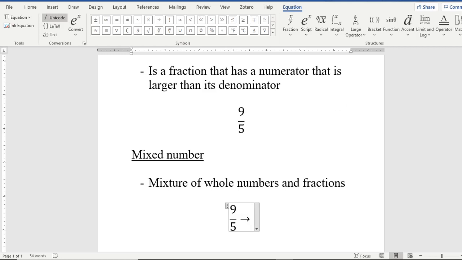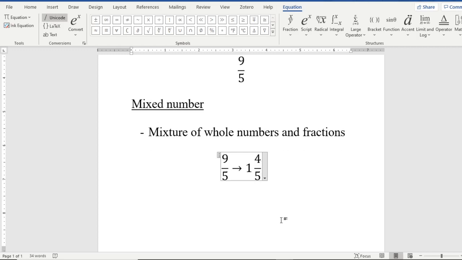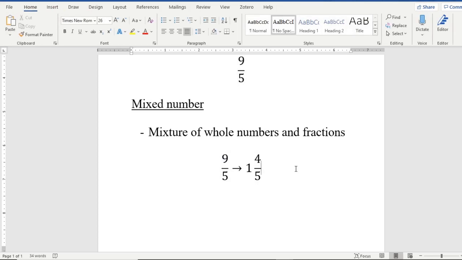So 9 is 4 more than 5, right? So 5 goes in once, and then there is 4 more left over. So 9 over 5 is the same as 1 and 4/5. You see this most of the time in baking or cooking recipes. They'll be like 1¼ cup of sugar or butter. Those are when mixed numbers are mostly used, in recipes. Most time in math, however, an improper fraction is perfectly okay. They're actually preferred in some cases because they're easy to read and easy to work with.